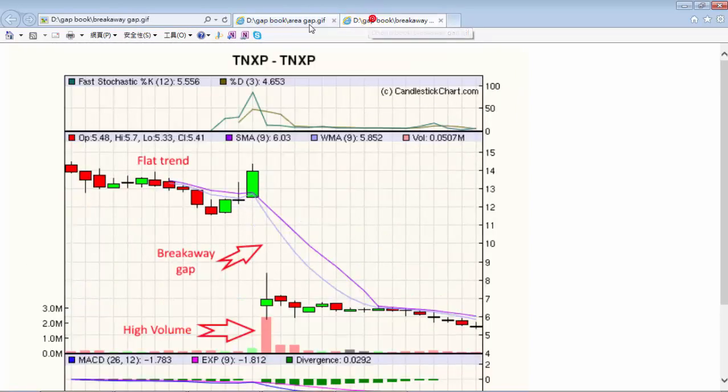Now I want to tell you that we're going to ignore breakaway gaps. We're going to treat all gaps, whether they be area gaps or breakaway gaps, as area gaps. We're going to assume that all gaps close. That's the assumption we're making.